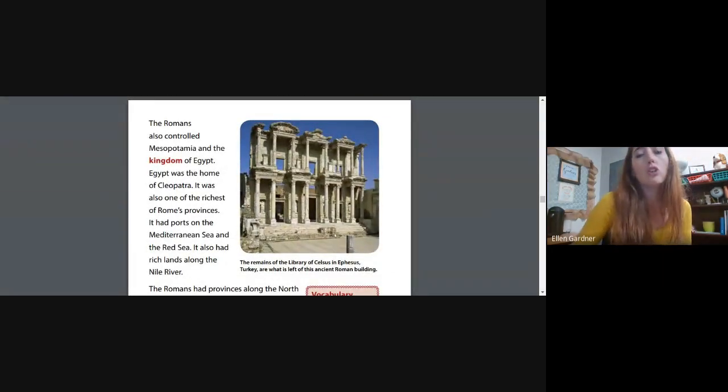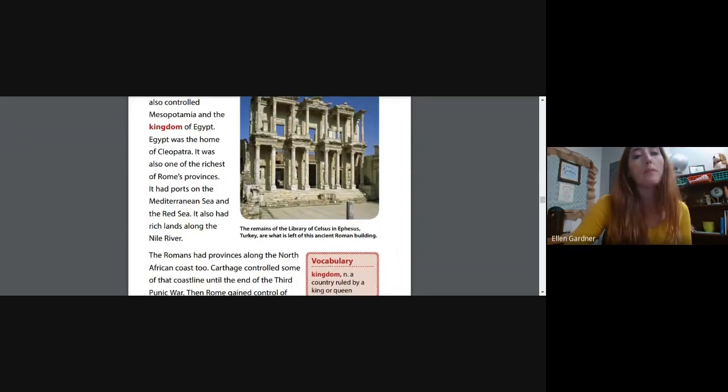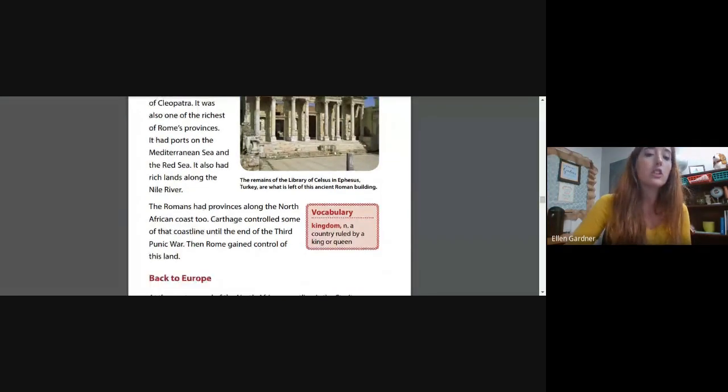Now, the Romans also controlled Mesopotamia and the kingdom of Egypt. Now, Egypt was the home of Cleopatra. We've heard quite a bit about her. It was also one of the richest of Rome's provinces. It had ports on the Mediterranean Sea and the Red Sea. It also had rich lands along the Nile River.